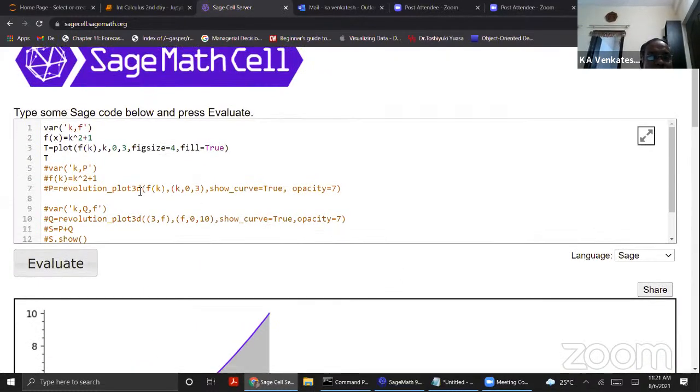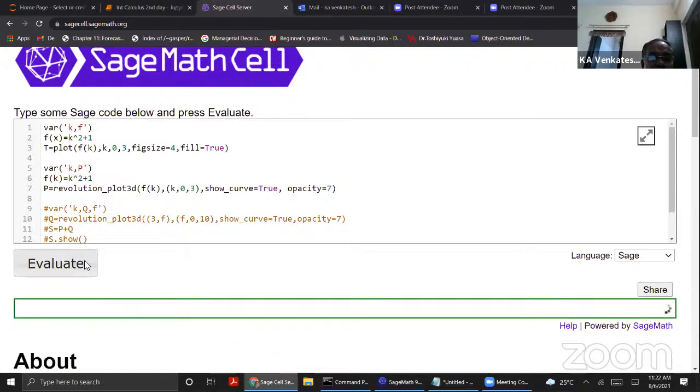After doing this one, what we are doing is seeing how it looks when you are revolving it. So for that, we are going here. Now I remove this T. T is not required. Only this display part is now needed. Again, I have to put P.